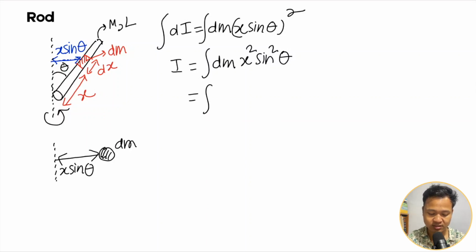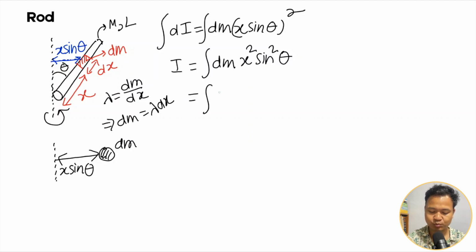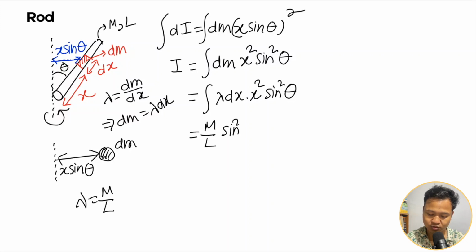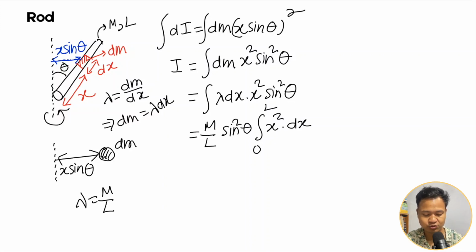So what is lambda here? Lambda is mass divided by length. Therefore dm is lambda into dx. Putting it in, lambda into dx into x square sine square theta. Lambda is mass by length, a constant, and sine square theta is constant too. So I have x square into dx from 0 to l.